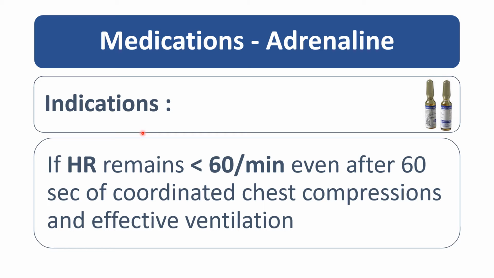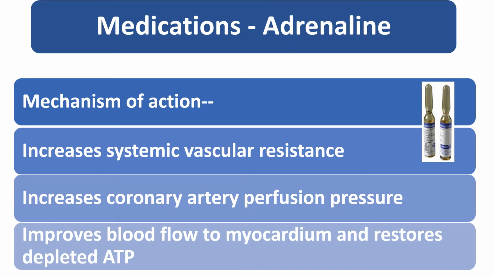What will be the indication of adrenaline? If the heart rate remains less than 60 per minute even after 60 seconds of coordinated chest compression and effective ventilation. What will be the mechanism of action of adrenaline? It will increase the systemic vascular resistance. It increases the coronary artery perfusion pressure. It improves the blood flow to the myocardium and also restores the depleted ATP.